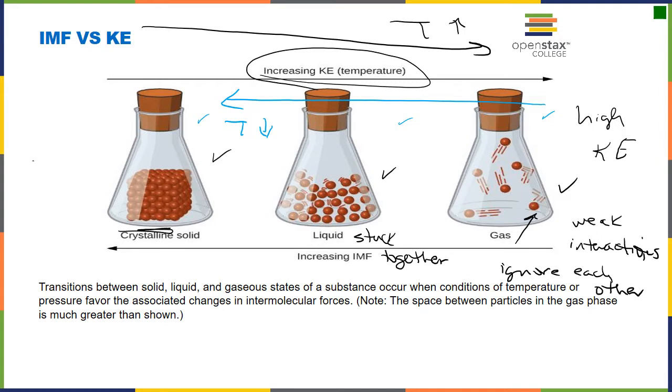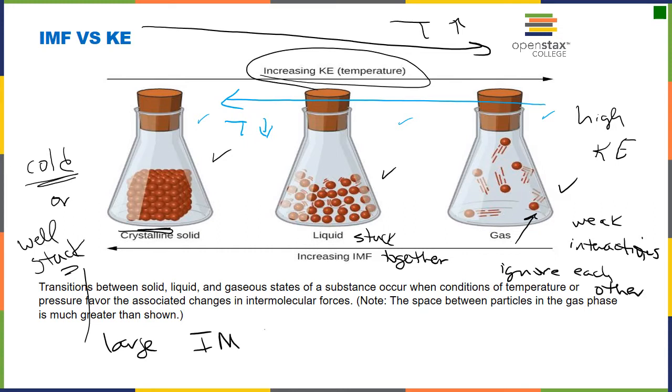Now, solids are going to have two options. They're either going to be cold or they're going to be well stuck together. Well stuck together means that they are going to have large intermolecular forces. We're going to shorthand those from now on as IMFs. And if they have strong intermolecular forces and they're well stuck together, they're going to be a solid. If they have weaker intermolecular forces at some given temperature, they're going to be a liquid. And if they have very weak intermolecular forces at a given temperature, they're going to be a gas.